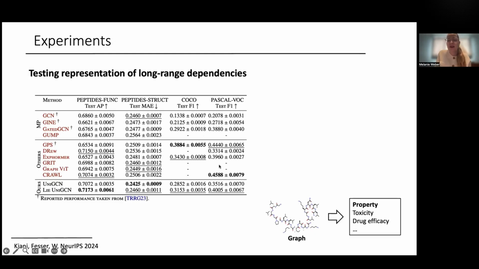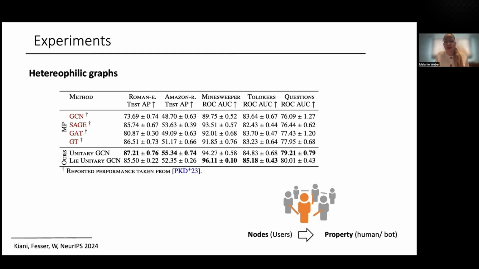One note here for the transformer-based architectures is that for very large data sets, such as Coco and Pascal, one really runs into scalability issues. Those are very large data sets, and graph transformers are notoriously hard to scale, whereas message passing type architectures are much more scalable to larger data sets. So certainly promising results on this benchmark.